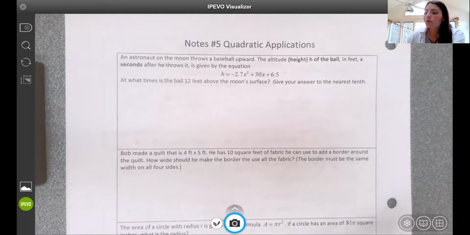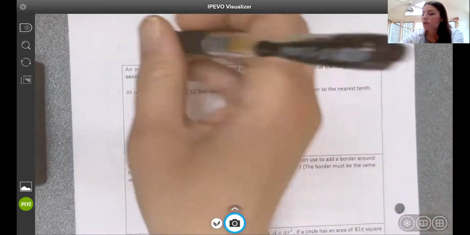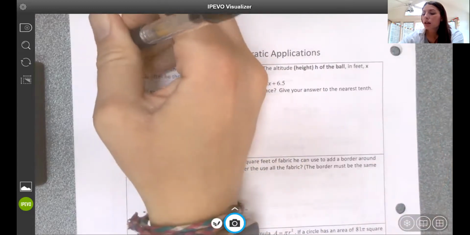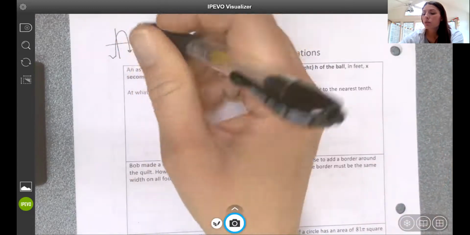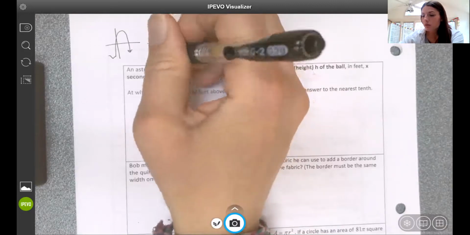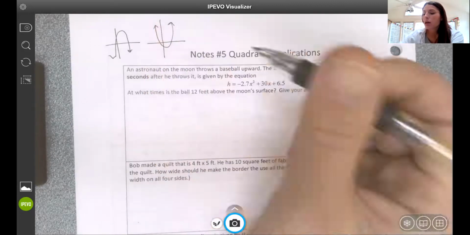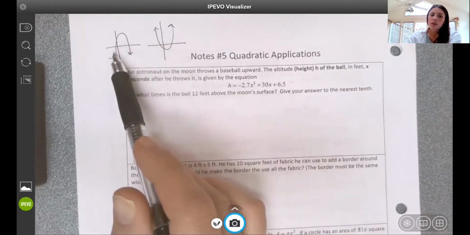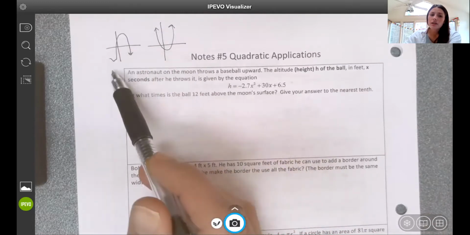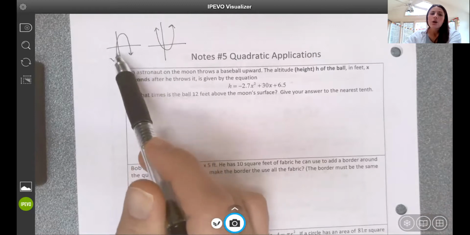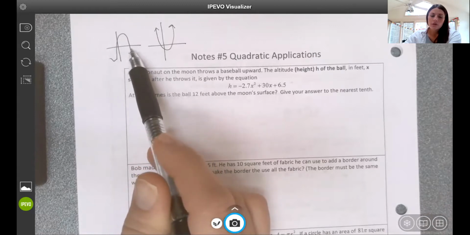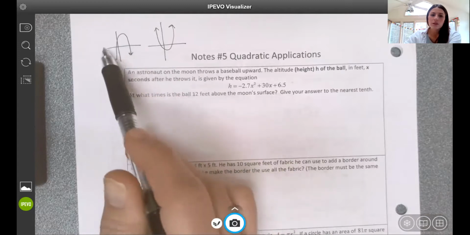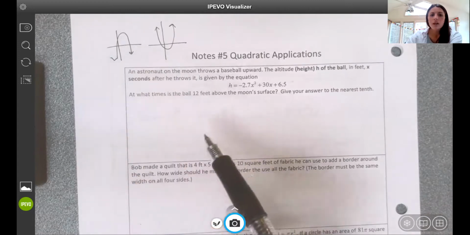Just as a reminder, the graphs for our quadratics, and I've drawn them a few times, either look like this, a parabola that's opening down, or a parabola that's opening up. A lot of the applications that we're looking at will be this, and the negative out front is what's causing it to open down, where something's going up and it's coming back down. Throw up a basketball, it comes back down. We throw up this baseball, it's going to come back down.